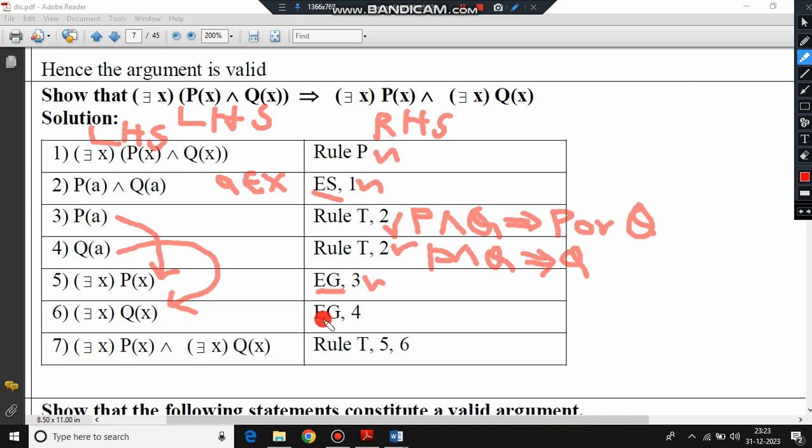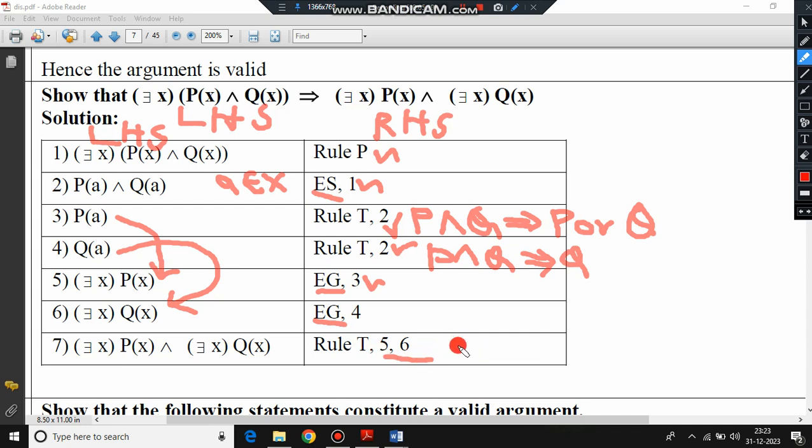This is what we call existential generalization on step number 4. Applying step number 4, the existential generalization, we get step number 6. Now you apply on 5 and 6 the tautological rule. What is the tautological rule?